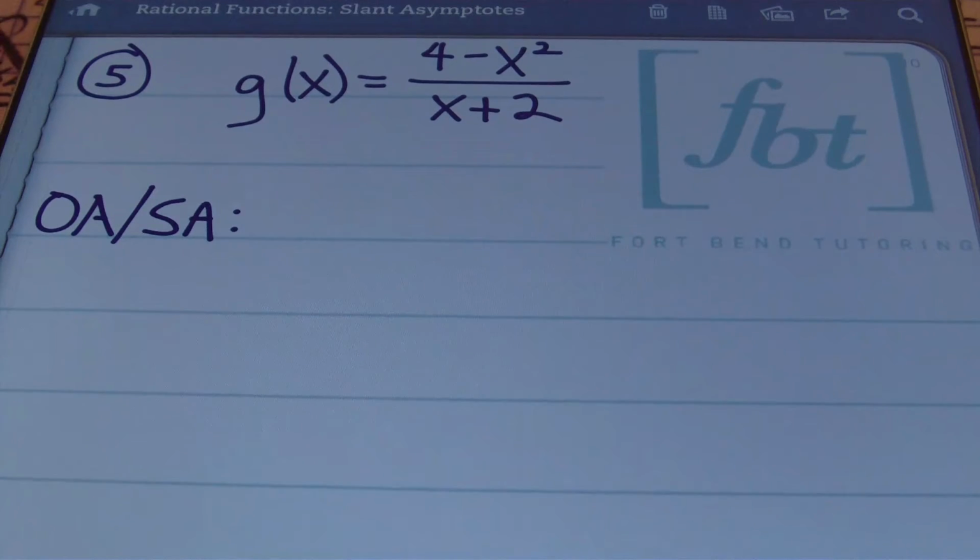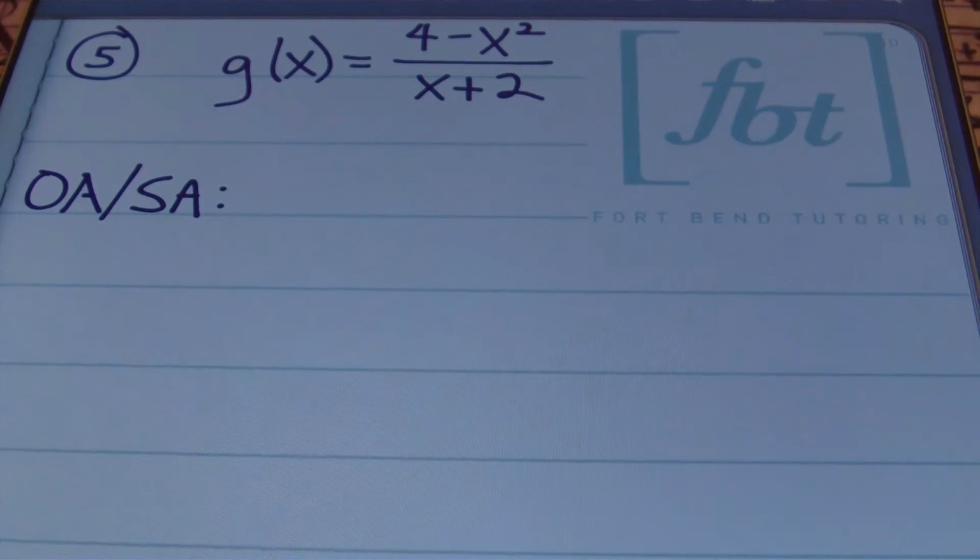Next up. Here we have problem number 5. We have g of x equals 4 minus x squared divided by x plus 2. Once again, we're concerned about the highest degree in the numerator and the denominator. Notice that my second term in the numerator is negative x squared. That tells me that the degree of that term is 2. So the highest degree in the numerator is 2. What's the highest degree in the denominator?